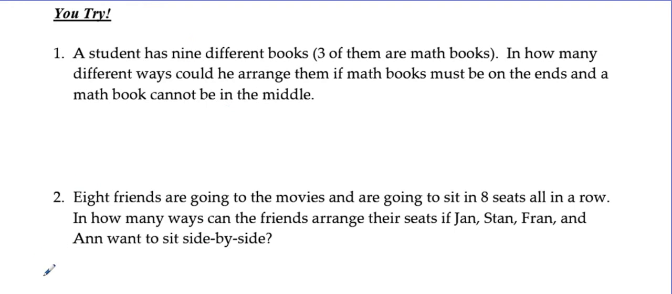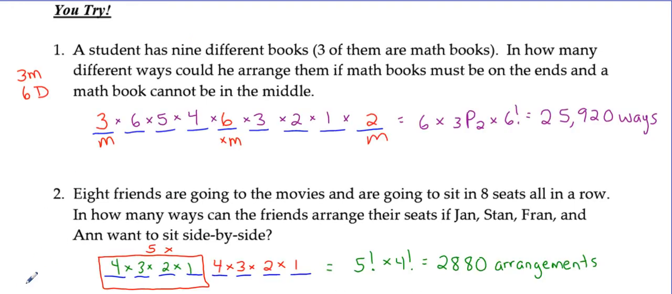So pause now, please. Welcome back to the video. I hope you actually gave these a try, and let's check your answers. So in this example, a student has 9 different books. We've got 3 math, 6 different books. A math book must be on the ends.